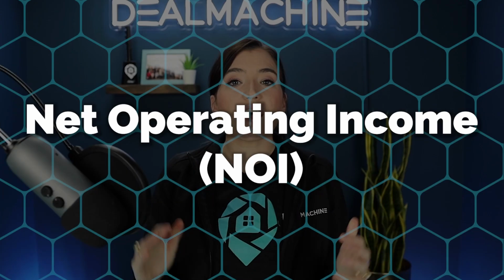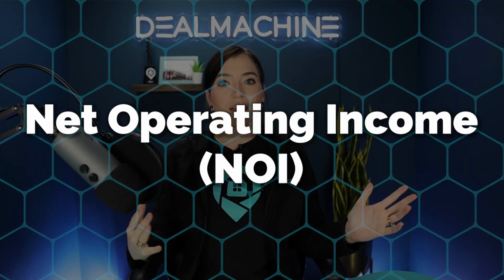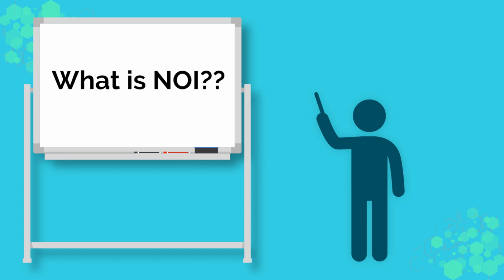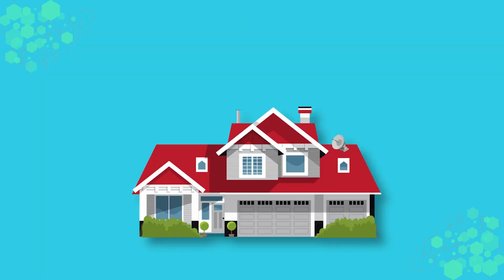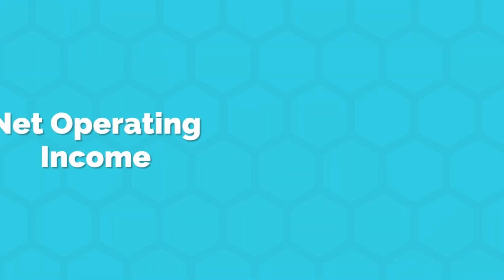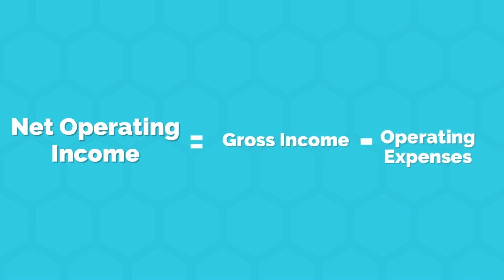Number 1 is net operating income, or NOI. The net operating income, or NOI, is a real estate metric that tells you how much money an investment property makes you. To calculate your net operating income, start with your total income and subtract your operating expenses.